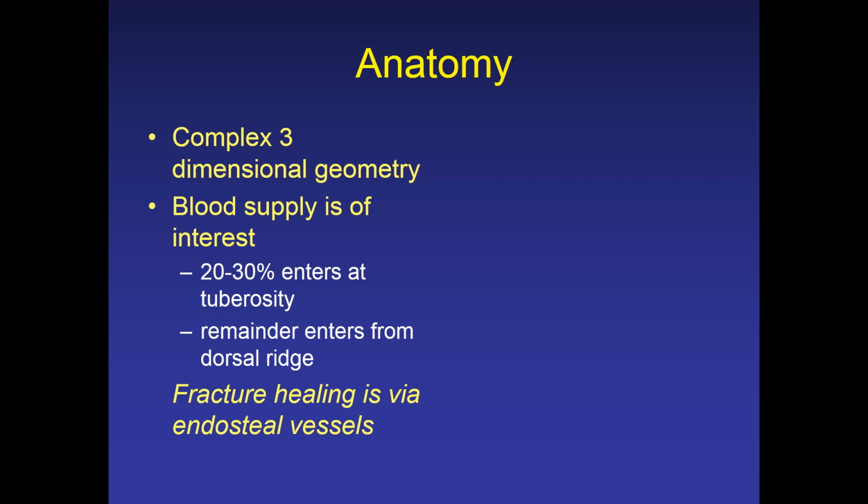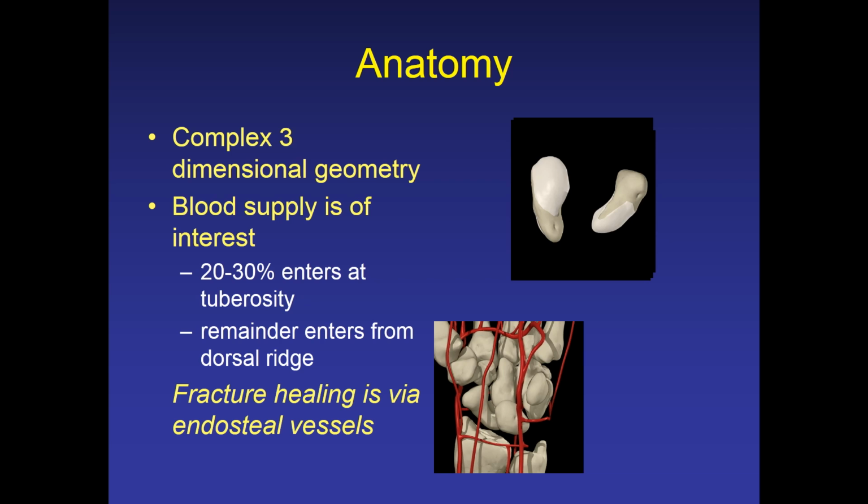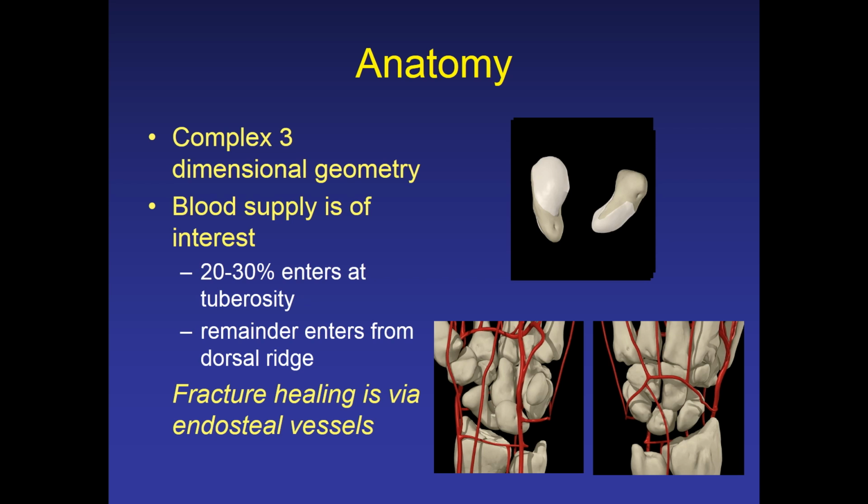So, three-dimensional complex geometry. It really makes it hard to fix. You don't know what you're looking at. You don't know which angle is the most important, and it's just difficult to visualize where the bone is in the wrist, because you are usually not looking at the whole bone. You're only looking at the proximal, the distal end. The blood supply, we know, enters distally and goes proximally from the tuberosity and the dorsal ridge. And this means that the fracture healing is via the endosteal vessels. There's nothing on the outside.